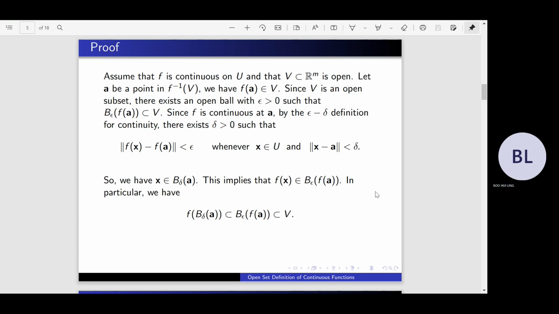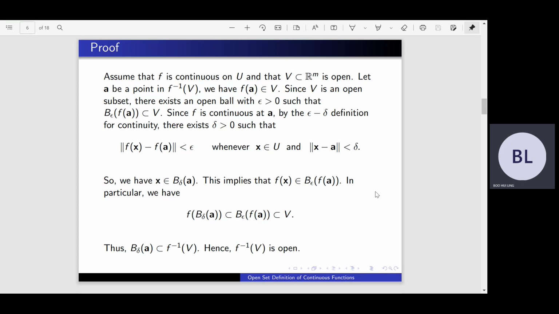So we have x contained in the ball with radius delta centered at a, and this implies that f of x is contained in the ball with radius epsilon centered at f of a. In particular, f of the ball with radius delta centered at a is contained in the ball with radius epsilon centered at f of a, which is also contained in the open subset V. Thus, the ball with radius delta centered at a is contained in f inverse of V. Hence, we prove that f inverse of V is open.